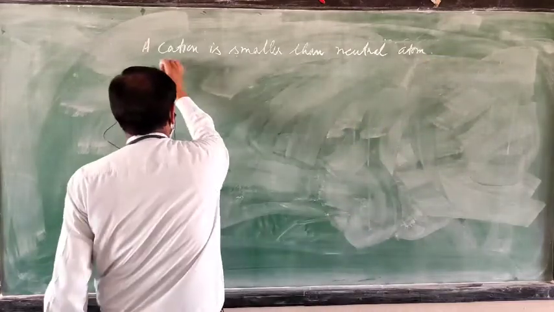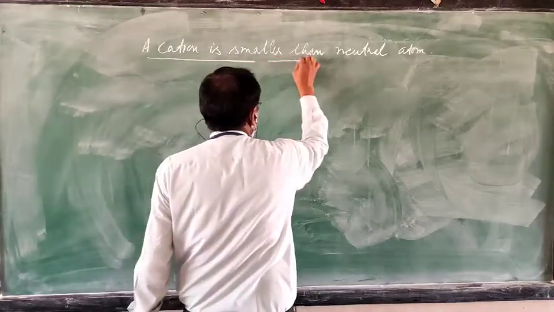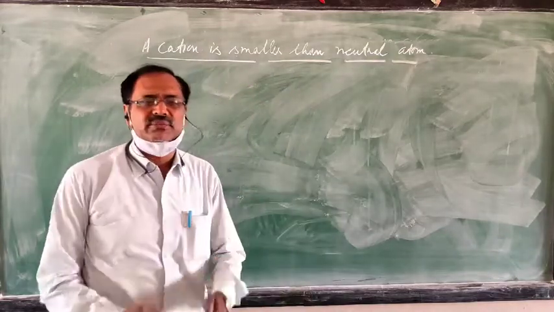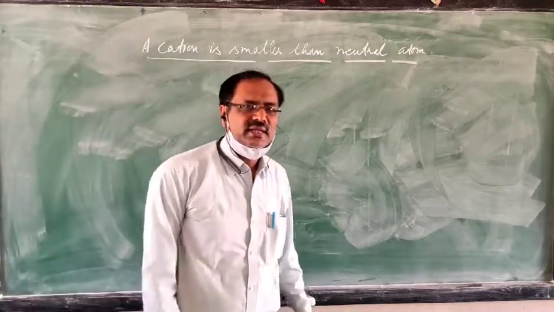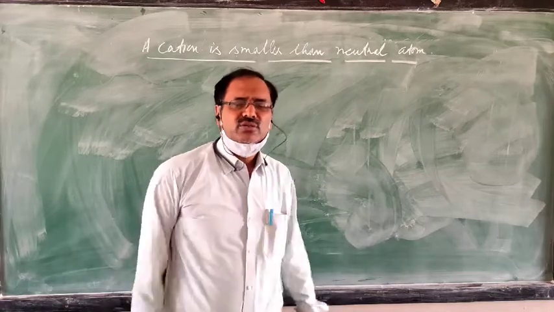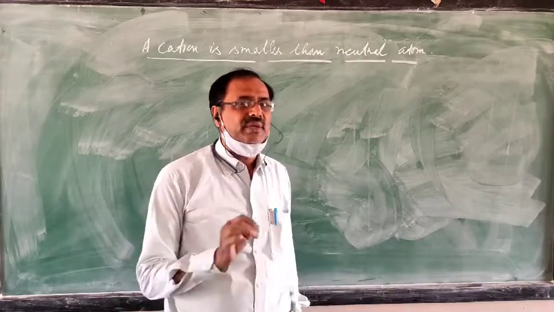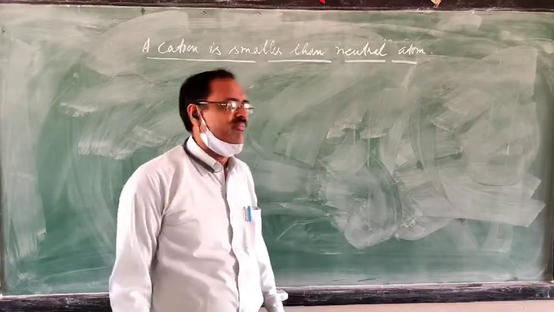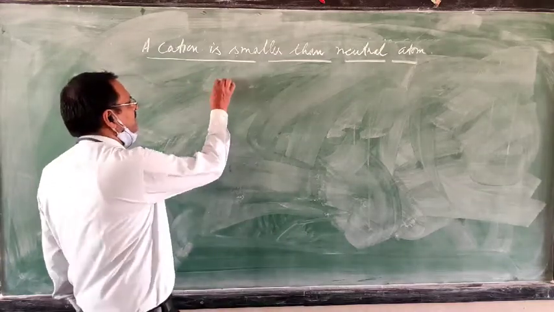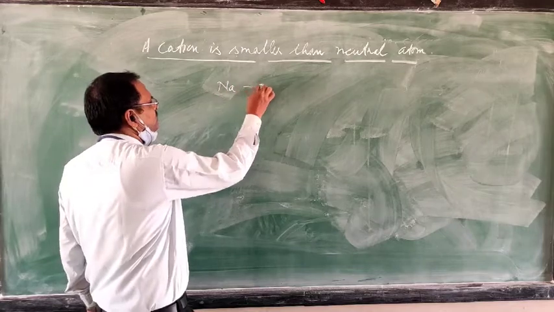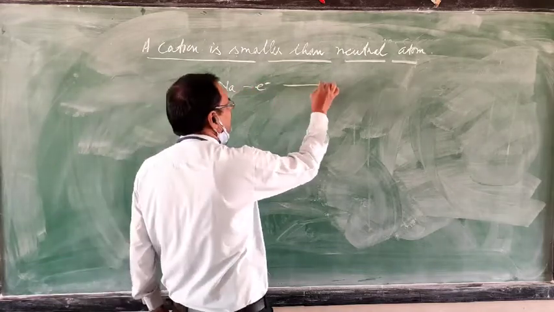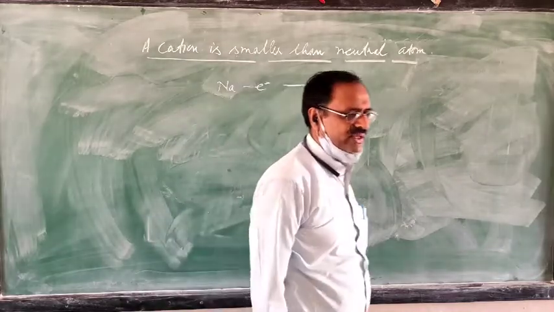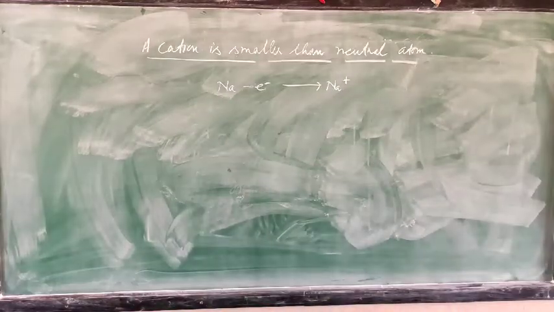What is the reason? We are going to discuss why a cation is smaller than the neutral atom. A cation is a positively charged ion formed from the neutral atom. So that positively charged ion will be smaller than the parent atom from which it is formed. One particular example I will take: sodium loses one electron and forms Na+.